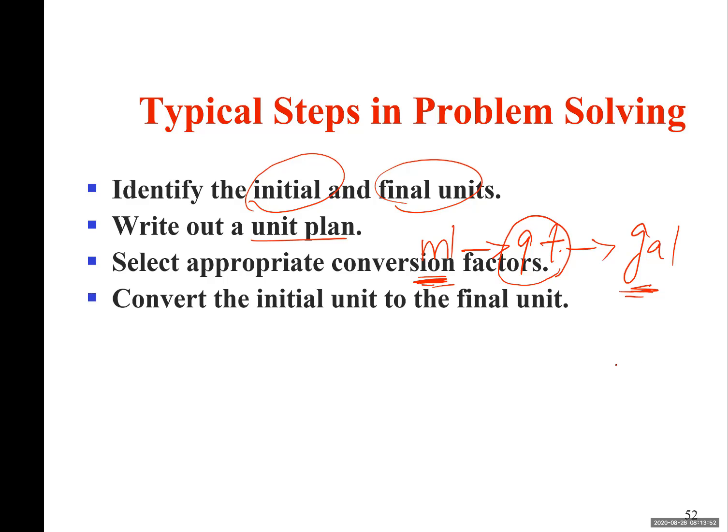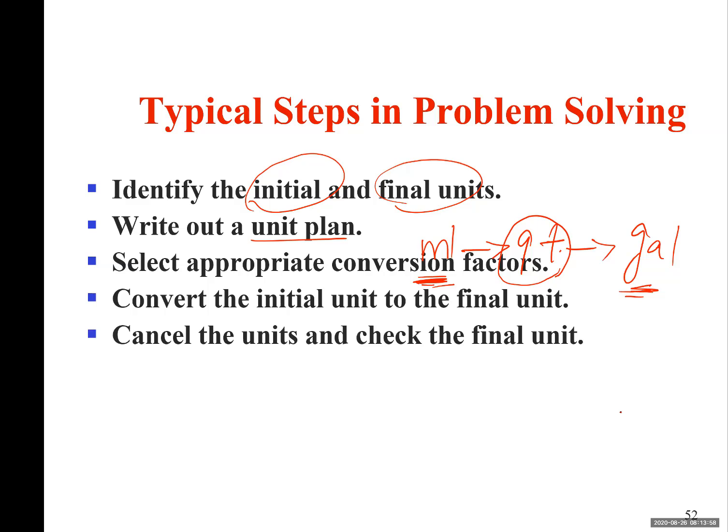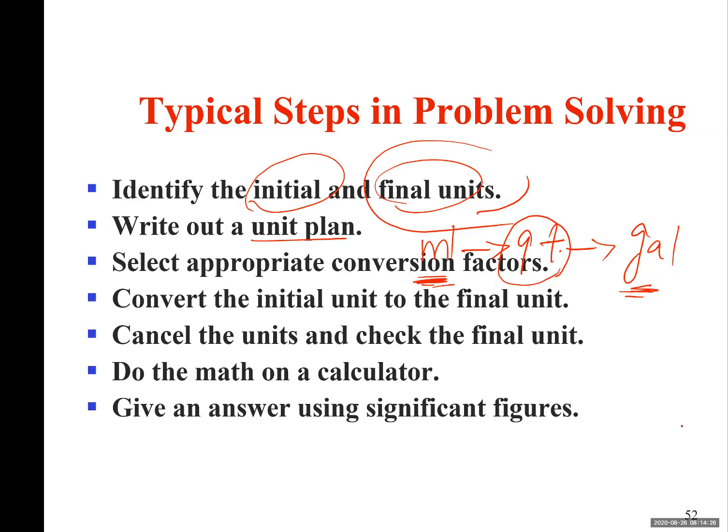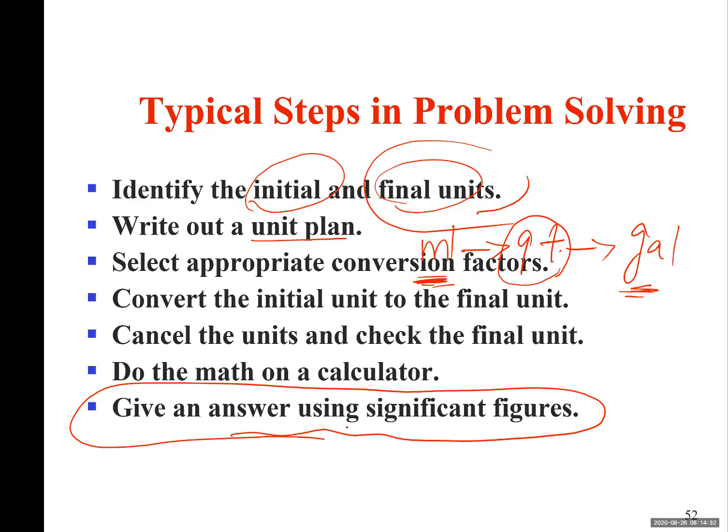Next step, convert the initial unit to the final unit. Next, you cancel the units and continue using unit conversion factors until you get to the final unit which the problem is asking for. That is the end of the conversion factors. Then enter the numbers on your calculator. You get an answer which may not have the right significant figures. And then round the answer to the correct significant figures.